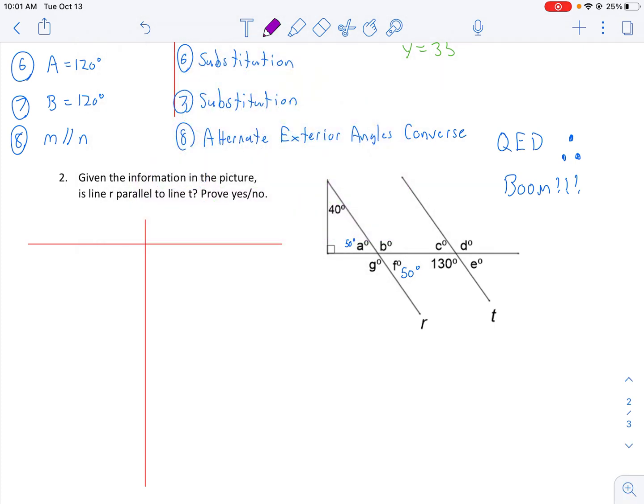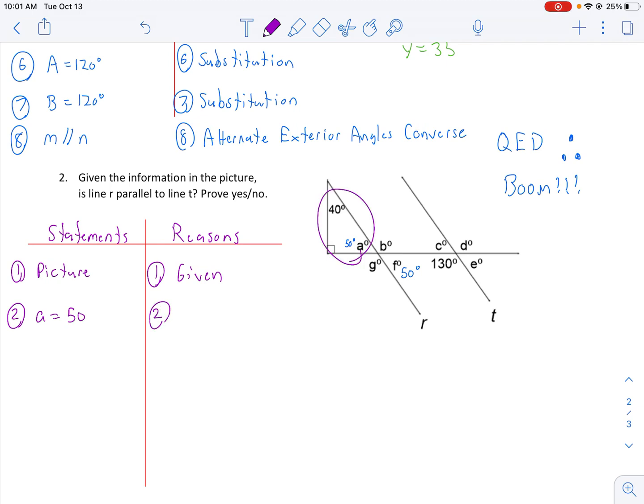All right, so we have our statements and reasons. All right, so statement 1, let's just say picture. Oops, I do that all the time. Put a 2 over there. All right, so statement 1 is picture, and that it was given. Then the first thing we found was the measure of angle A. So we know A equals 50. And remember, that's because these three angles add up to 180. And so that's the triangle sum theorem.